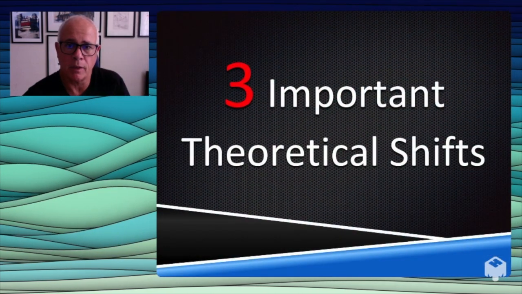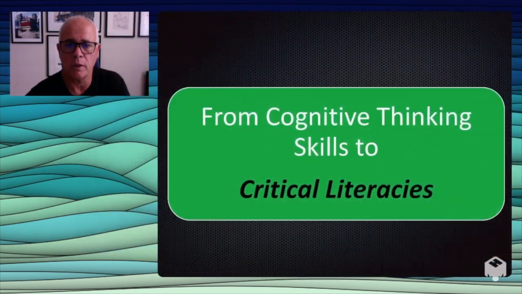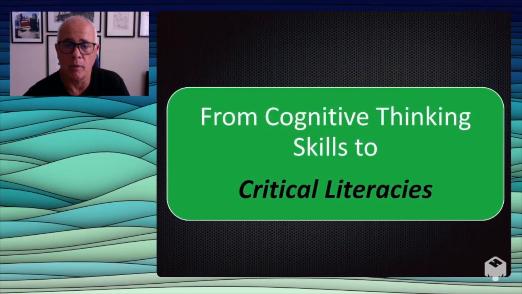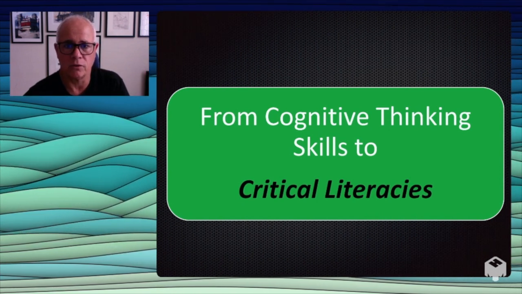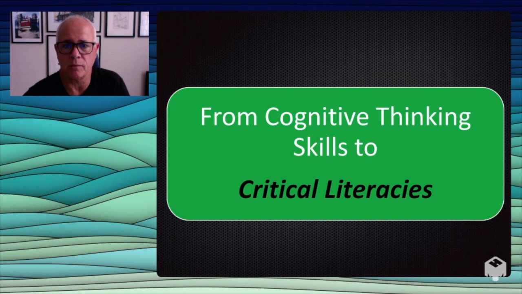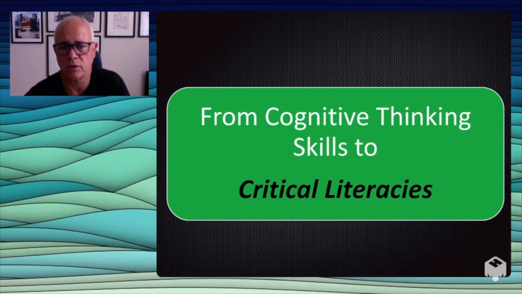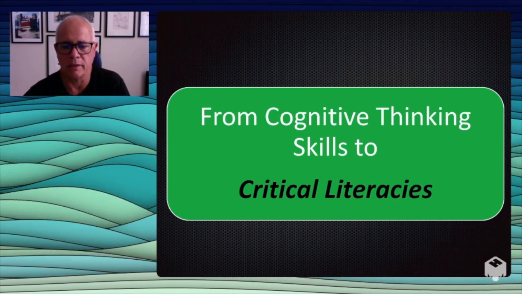I particularly want to call your attention to three important theoretical shifts. The first one, moving from cognitive views of literacy, or what Brian Street called autonomous models, cognitive thinking skills, to a notion of an ideological model, critical literacies, that meaning is more than just a cognitive operation that discovers the meaning in a text.